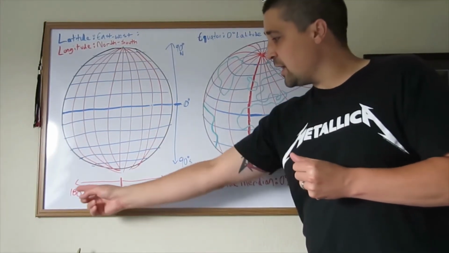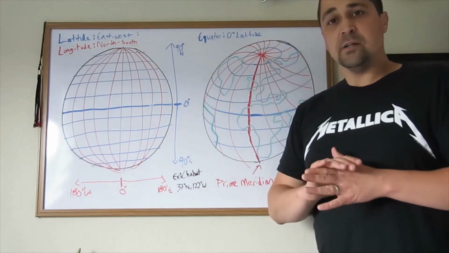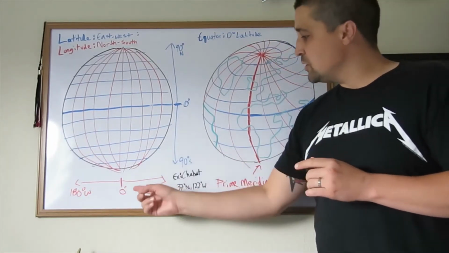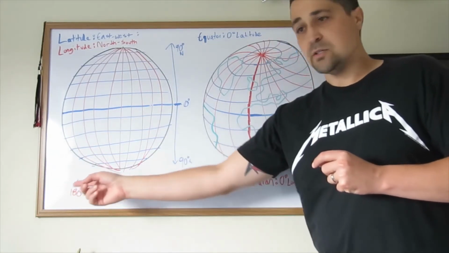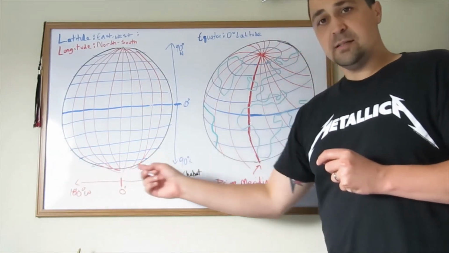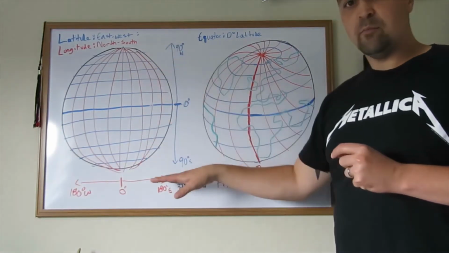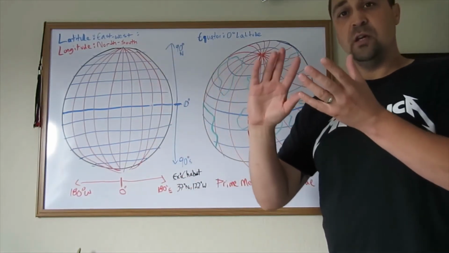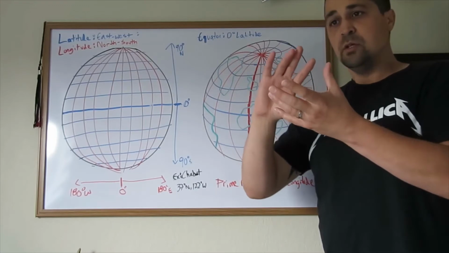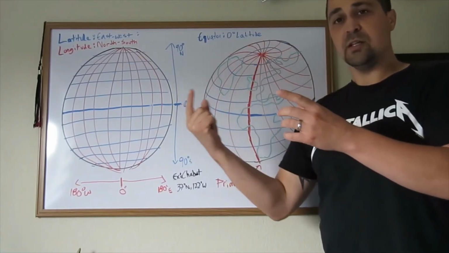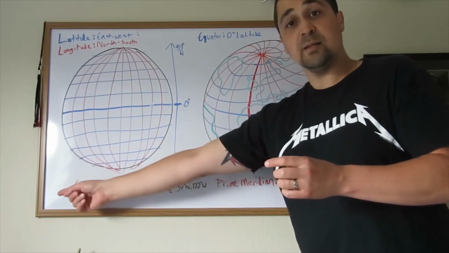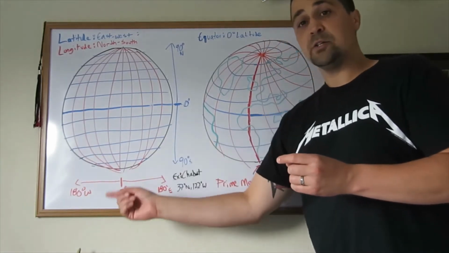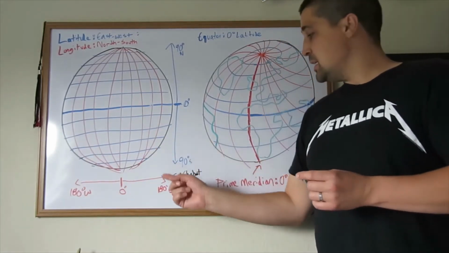Now you cannot have, let's say, 190 degrees west, because once you get past 180 degrees in this direction, everything resets. I know we're working on a flat board, but if I could show you on something three-dimensional, we would notice that it just starts going in the other direction. So for example, instead of hitting 181, it would actually turn into 179 east.